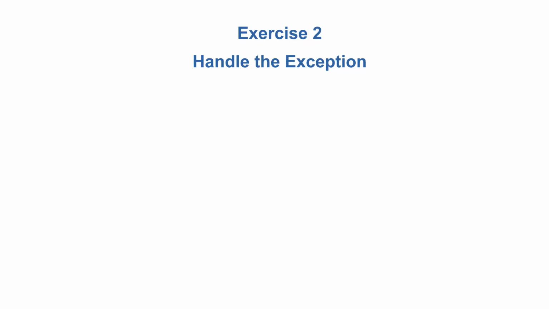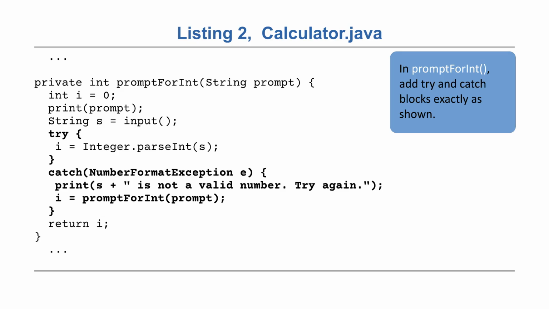Exercise 2. Handle the exception. Pause the video if you need more time in any of these exercises. If you want to see how I would complete any of the listings, please refer to the completed listings at the end of this video. Add try and catch blocks to prompt for int exactly as shown. Hint: wrap the line of code that threw the exception, i equals Integer.parseInt, in a try block. Then add a catch block for the expected exception, NumberFormatException.